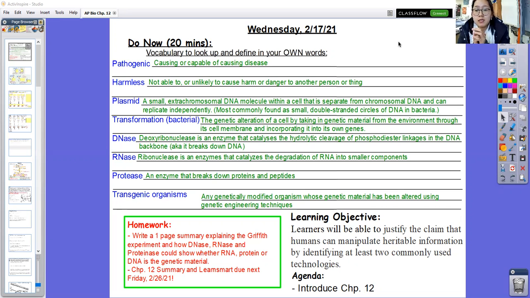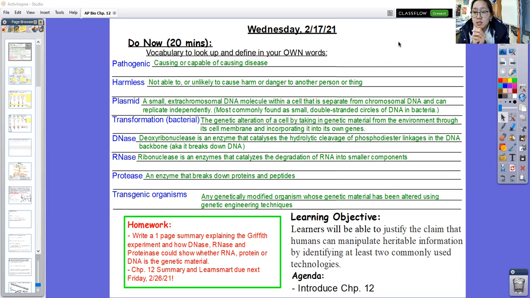It's most commonly found as a small double-stranded circle of DNA in bacteria. Most other organisms don't have it. It's most commonly found in bacteria, and it's super useful to have. Transformation, or bacterial transformation, is the genetic alteration of a bacterial cell by taking in genetic information from the environment through the cell membrane and incorporating it into its own genes. So this is basically saying that you can take any DNA that you find in the environment and incorporate it into your own DNA. We can't do that as people, but bacteria actually can.